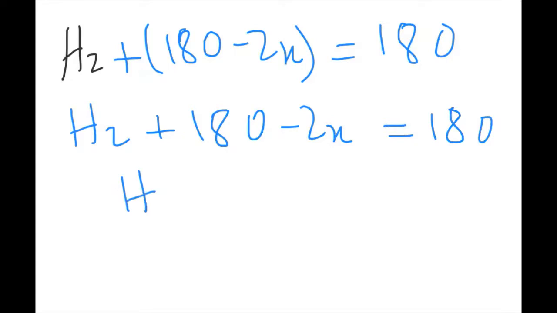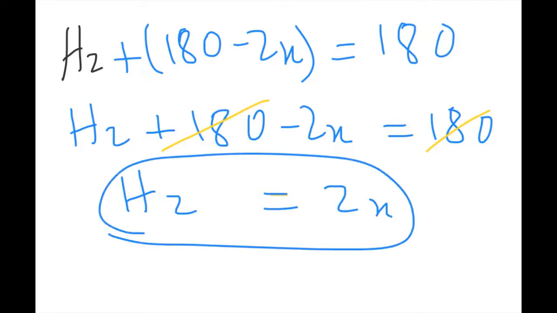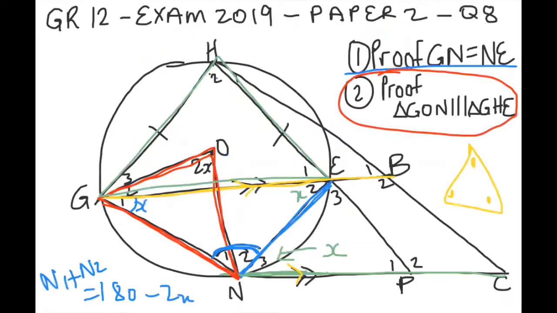So the H2 and the 180 basically cancel each other out. So this H2 will equal 2x. And there we go, H2 equals 2x. So now we can go back to this one and say this H2 equals 2x. Remember I said we needed 3 angles. That's what I'm looking at. So this triangle, GON, the red triangle, already has a 2x, and now that one is also a 2x. So that's something we can start off with.